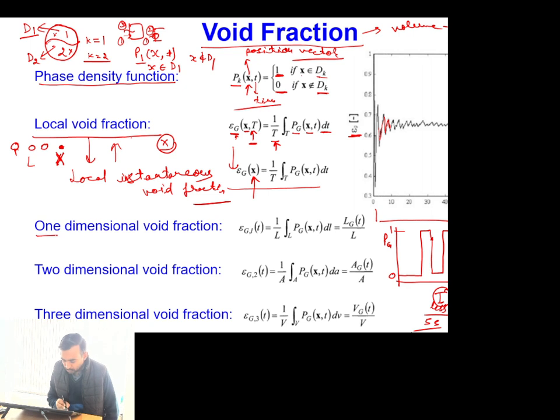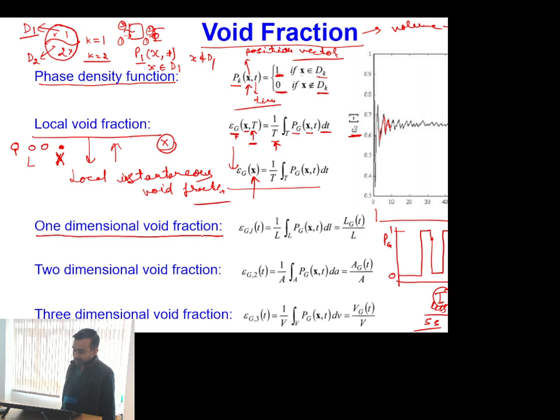Now next is one-dimensional void fraction. What is the meaning of one-dimensional void fraction? You see the mathematical formula and then try to explain it to me. Epsilon g comma L, or comma 1, is written to say it is one-dimensional, and now it's a sole function of time and it is equal to 1 by L integral over the L of the phase density function of the gas, rho g(x,t), dL. What is the meaning? We are determining the variation within a certain length in a particular period of time.